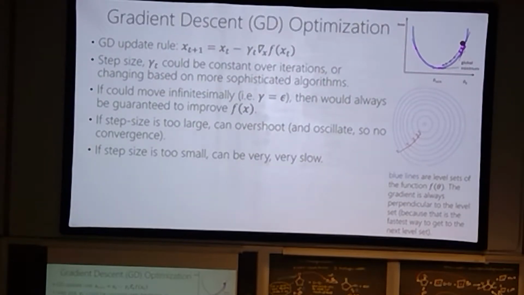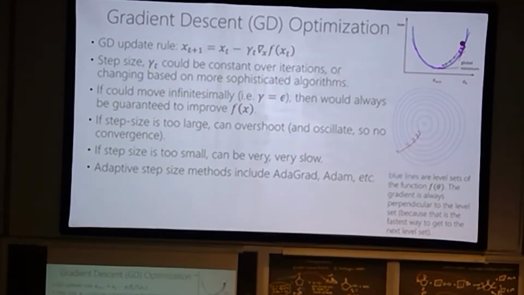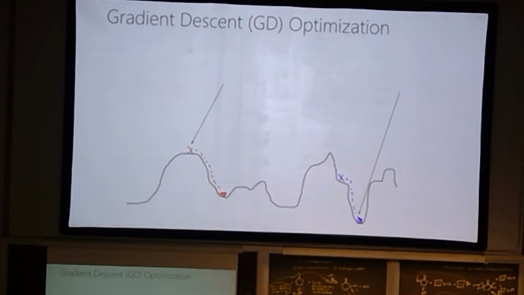And of course, if it's too small, then you're just going to move really, really slowly, and you're not going to make much progress. So adjusting the step size can be kind of an art, and it can also be a proper research endeavor in itself. But in practice nowadays, people use these adaptive step size methods. They're called Adagrad, Adam, and we're not going to go into them here, but if you're interested to look ahead, you can Google these.